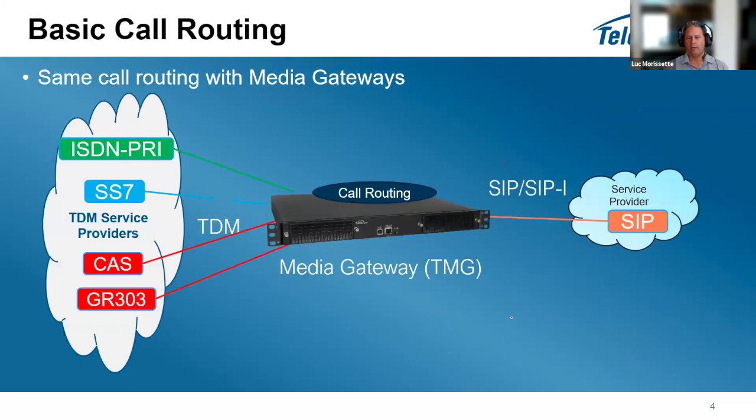We can do the same thing with our media gateway devices, the TMG devices. However, there are more protocols involved when we're using a media gateway. It can be all kinds of TDM protocols like ISDN, SS7, CAS, GR303 coming into the TMG device here. The same thing happens. You have call routing, and these calls can be sent either on the SIP side or back out to the TDM side here. Here I show we also support SIP-I. This is true for SBC and also media gateways. So routing can be done in any fashion on all these networks.